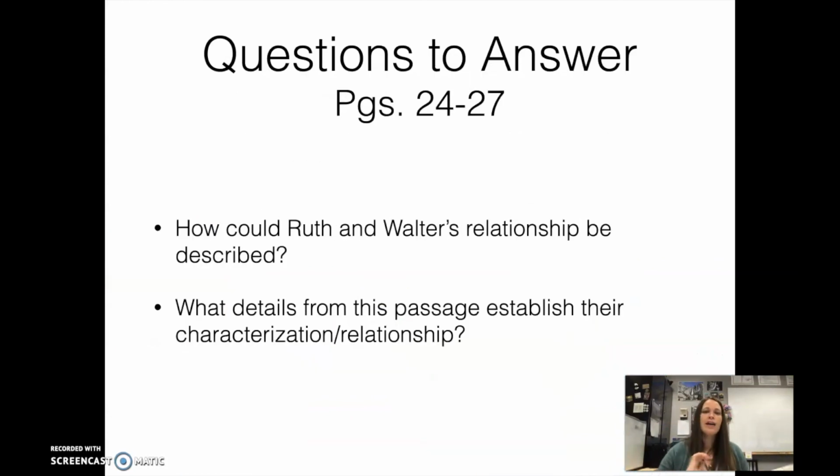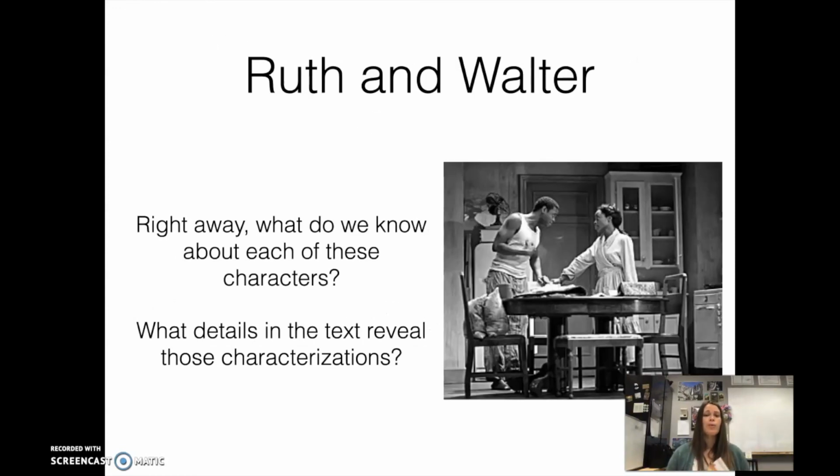Okay. Next set of questions on pages 24 through 27. How could Ruth and Walter's relationship be described? And what details from this passage establish their characterization or their relationship? Okay, so right away again, what do we know about Ruth and Walter and what reveals that about them? So first of all, I think the easiest way to describe them is that they're antagonistic, right? They provoke one another. They bicker often.